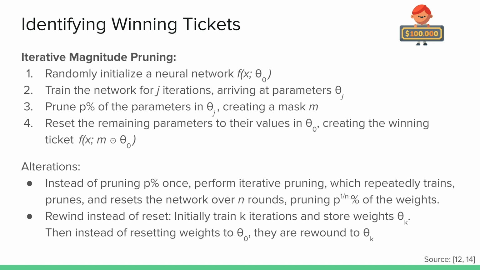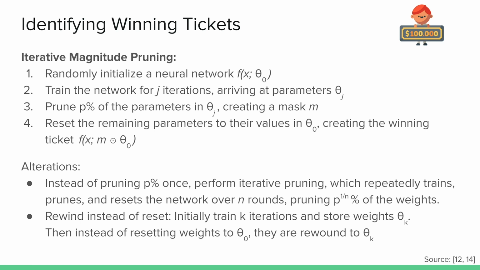There is an iterative magnitude pruning algorithm that can be used to identify those so-called winning tickets, identifying those neurons that were initialized in such a way that training becomes very efficient, calling those neurons winners of the initialization lottery. How you would go about this is by randomly initializing the neural network and then training it for j iterations, arriving at some trained parameters.